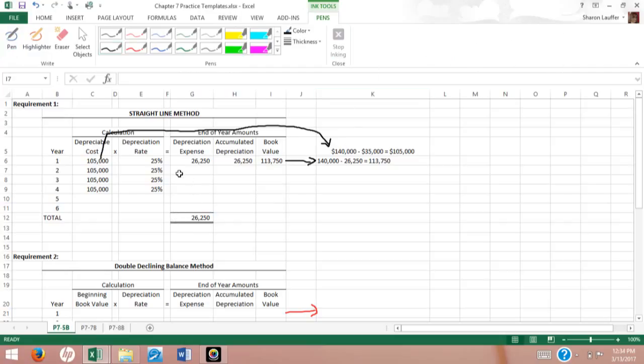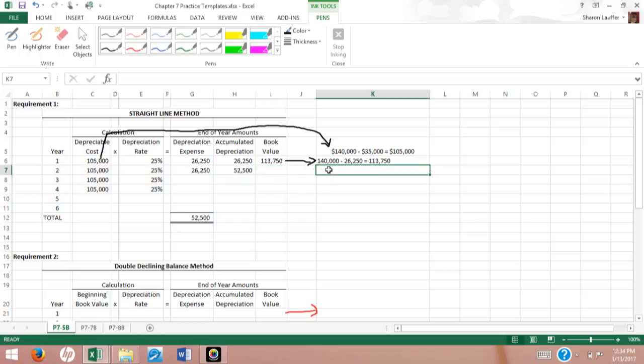All right, we're going to do exactly the same thing the next year, and it's straight line, which means that this amount of depreciation should be the same every year. So if you multiply that across, you'll still get $26,250. Now, when you come to the accumulated depreciation amount, you've got some accumulated depreciation that you've already taken, and then you have some additional depreciation for this year. So we're going to add those together. In this case, it's $52,500. So we have just accumulated the total depreciation over the course of 2 years.